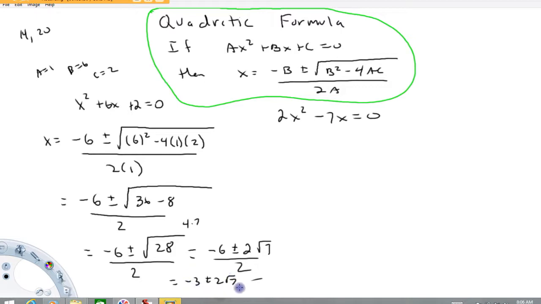I know this looks a little painful to look at, but sometimes these have nice, easy solutions like 3 and 1, and sometimes they don't. Sometimes the solutions look like this. Now again, there's two solutions here. One of them is negative 3 plus root 5, and then the other one is negative 3 minus root 5.